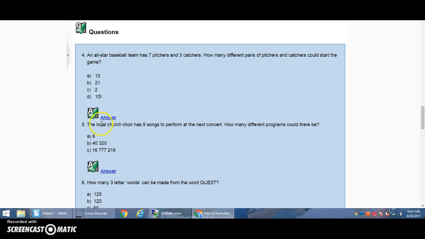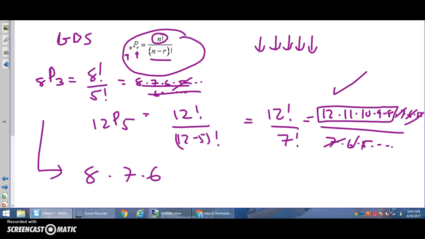Real quick, let's just choose a question. The local church has 8 songs. How many different programs could there be? They're going to do all 8 songs. So there's no selection here. Okay, so all 8 would just mean 8 times 7 times 6 times 5 times 4. And if you say, oh, wait a second, that's a little different than what I just did. Well, it's not. It's just we would never do it the long way because it's a waste of time.